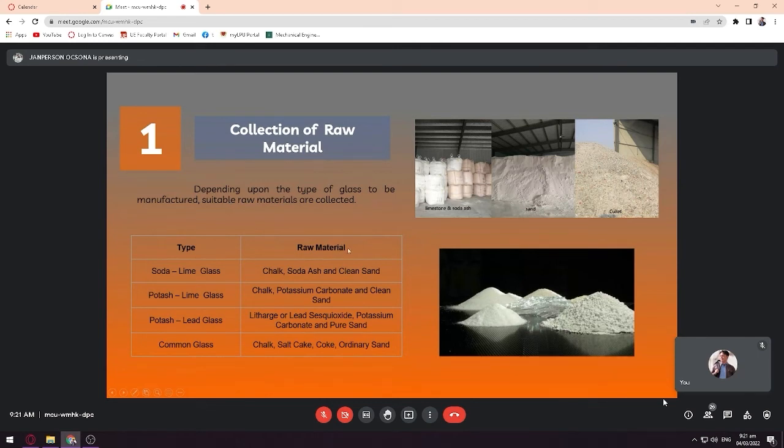Here we have a table showing the raw materials used for each type of glass. For soda lime glass, the raw materials used are chalk, soda ash, and clean sand. For potash lime glass, the materials used are chalk, potassium carbonate, and clean sand. For potash lead glass, the materials used are litharge or lead sesquioxide, potassium carbonate, and pure sand. And for common glass, the raw materials are chalk, salt cake, coke, and ordinary sand.